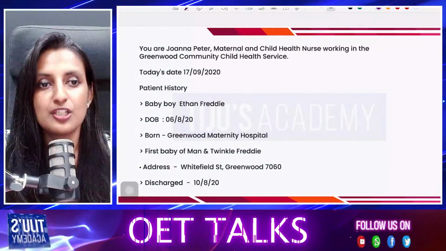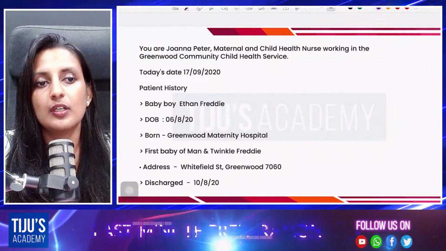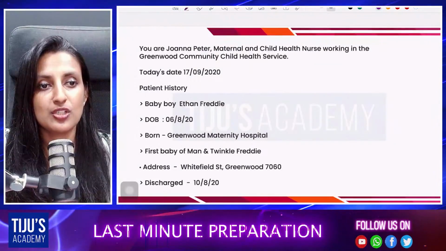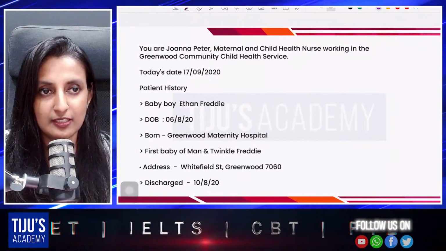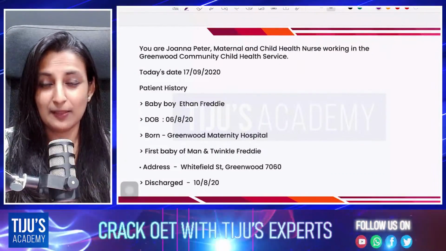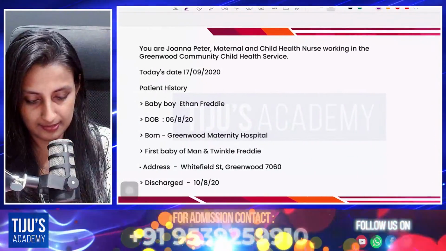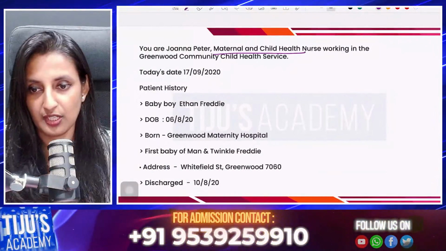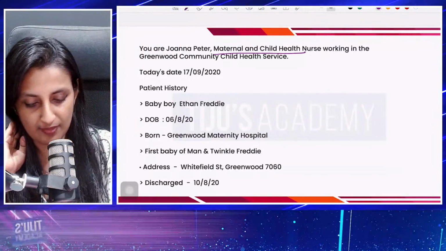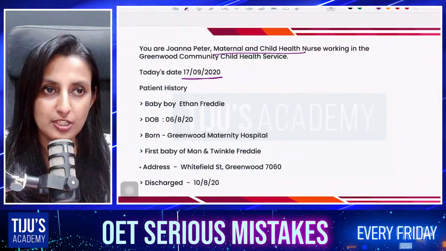Okay, so you are Joanna Peter, maternal and child health nurse working in the Greenwood Community Health Service. So here it is mentioned that the writer of the letter is a maternal and child health nurse. And today's date is also mentioned here, that is 17th September 2020.